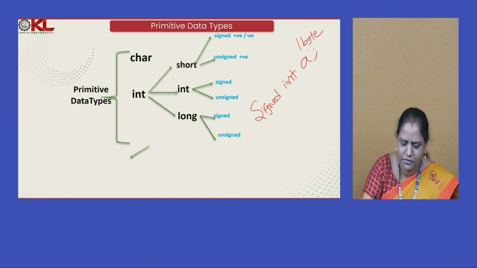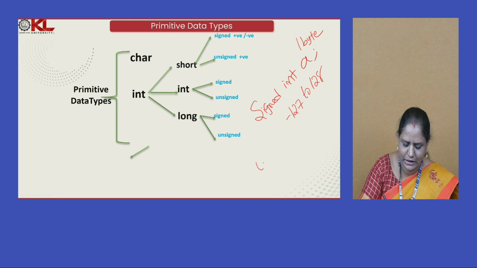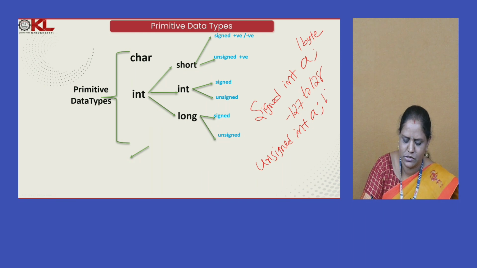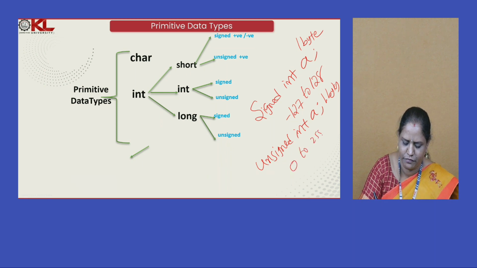Now the range of values I can store in this 1 byte is minus 127 to positive 128 in the A. Now if I declare the same with unsigned int A, for this A also the computer occupies only 1 byte. But the range of values I can store in this unsigned integer is 0 to 255.